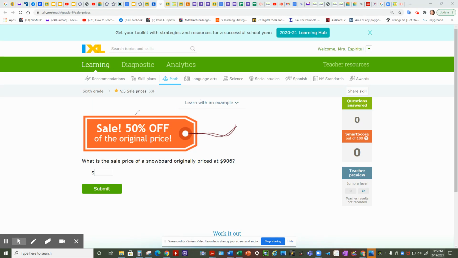Sale, 50% off of the original price. What is the sale price of a snowboard originally priced at $906? Remember, there are benchmarks, okay? So 50% means half, right? It's the same as one half because 50% means 50 out of 100.